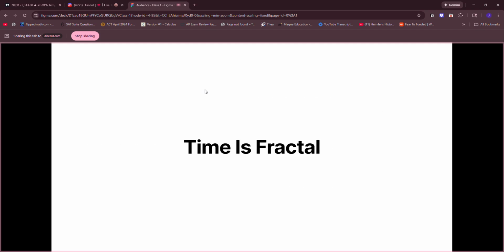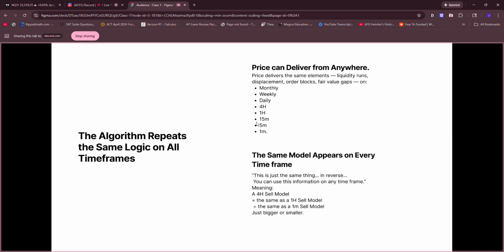So the next very important topic that I don't think gets talked about enough: everyone says that price is fractal, right? Price is fractal, time is fractal, everything like that. The reason why time is fractal is because no matter how you look at it, price and time are always fractal. So I'll quickly explain how this works. The algorithm, or if you don't believe in an algorithm, the market basically moves on the logic of repeating the same logic on all time frames, right?